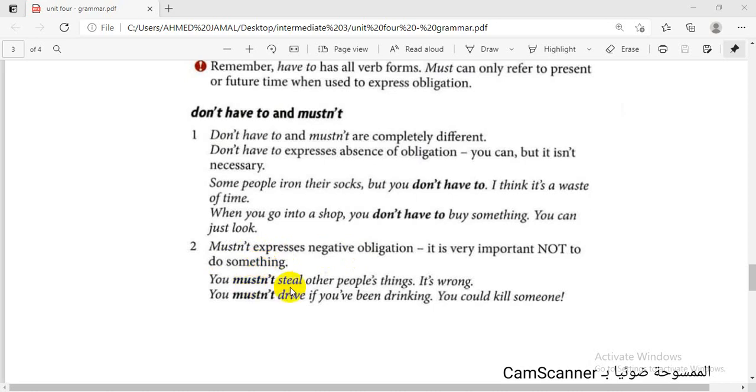You must not steal other people's things. It is wrong. You must not drive if you have been drinking.